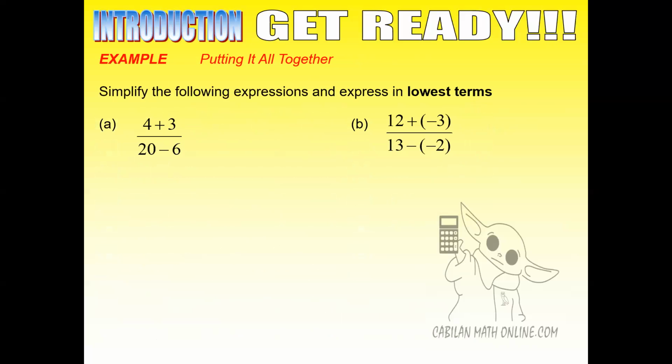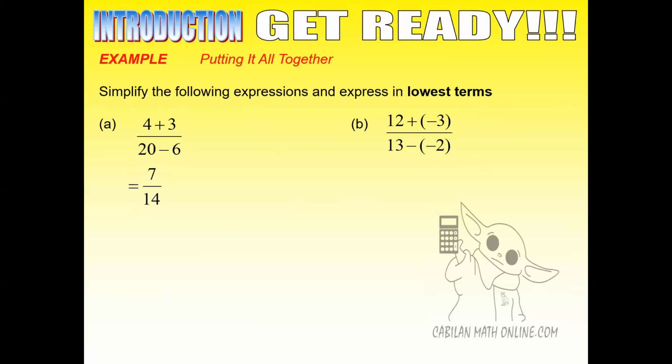So for part A here, what I have here is 4 plus 3 on the top and then 20 minus 6 on the bottom. So the way we're going to do this is we're going to evaluate the top and the bottom separately, and then from there, see what we need to do. So for the first question here, 4 plus 3 is 7, and then 20 minus 6 is 14.